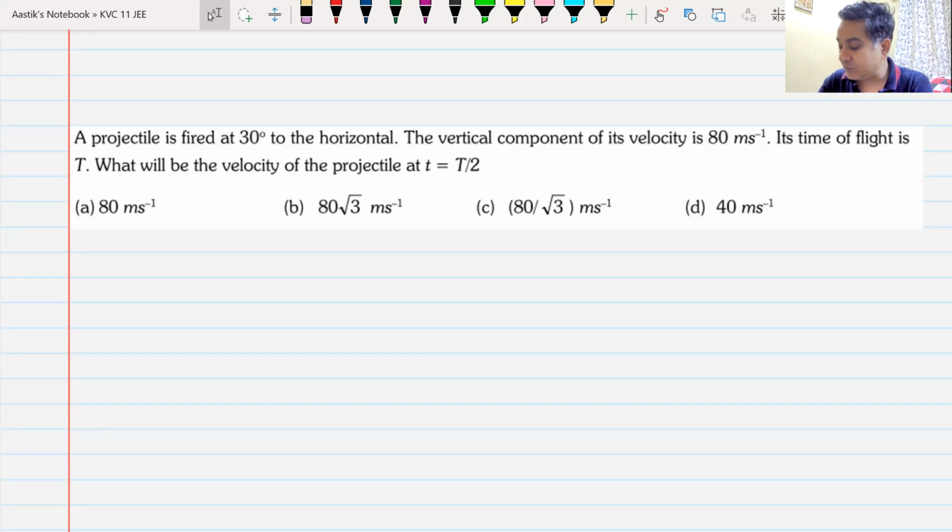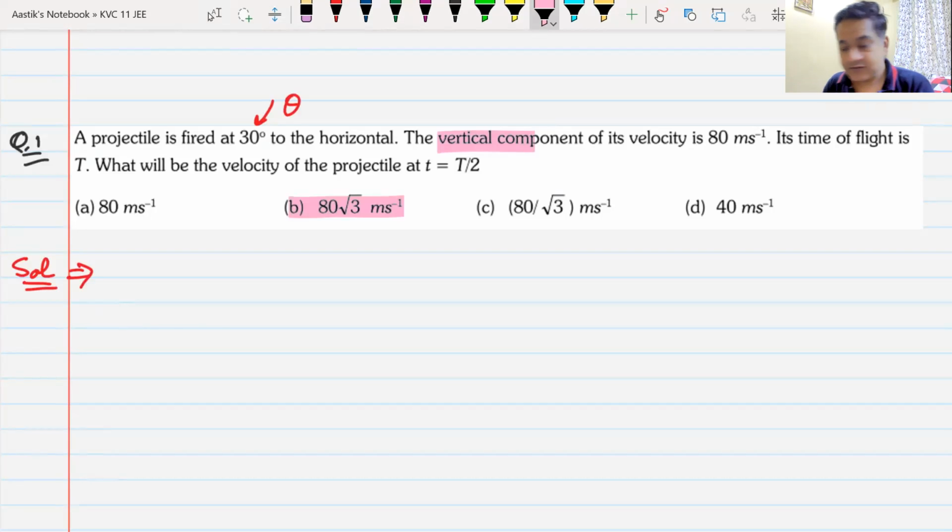Or shall I do the needful of solving it? So how am I going to solve it? Anyone? The angle of projection is given as theta. The vertical... B, sir. B, sir. Well done, sir. B, sir is the answer, sir. Good, sir. So B, sir is the answer, and that is good, sir.